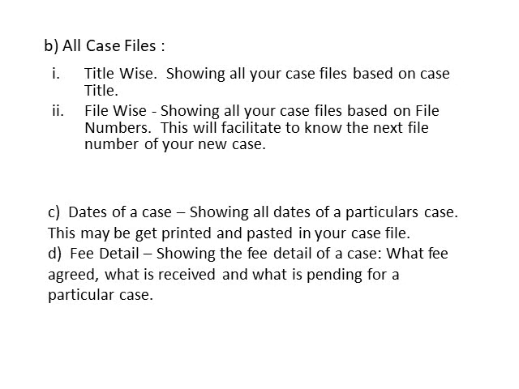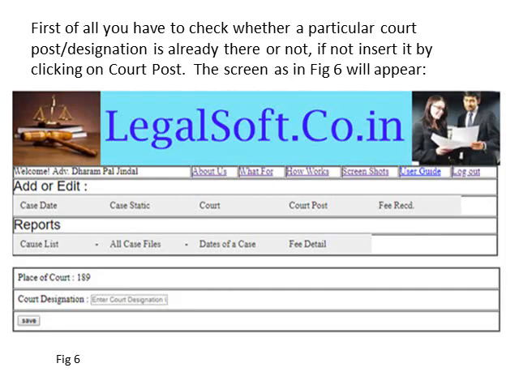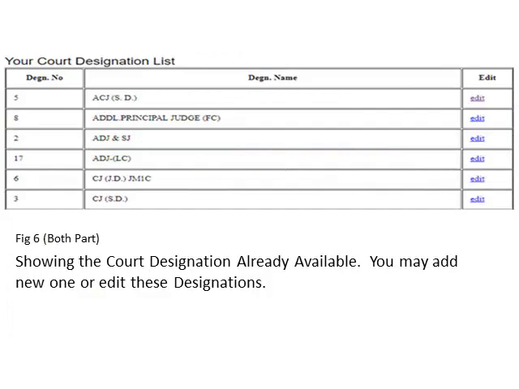Showing the fee detail of a case. What fee agreed, what is received, and what is pending for a particular case. Now beneath this screen, like here, which may be edited. Showing the code designation already available, you may add new one or edit the designations.